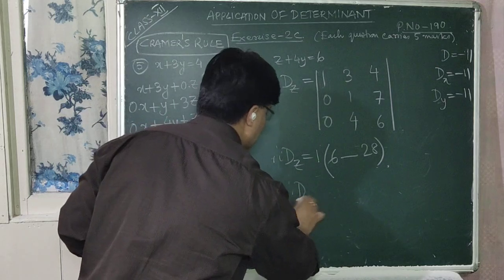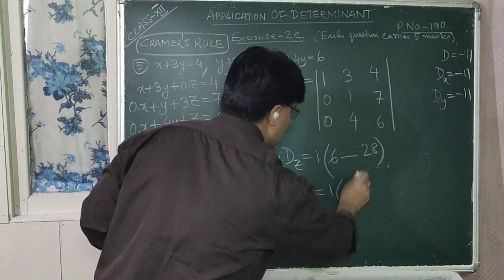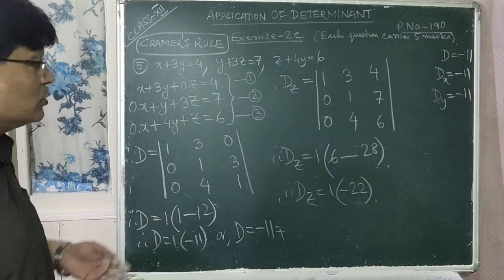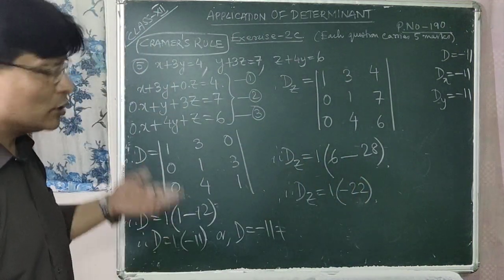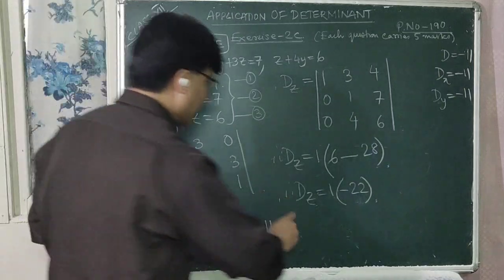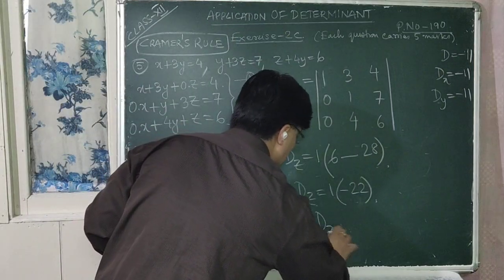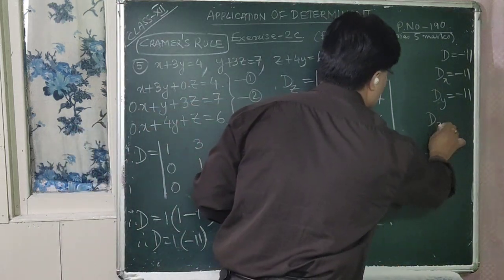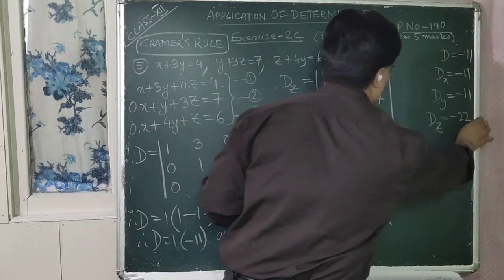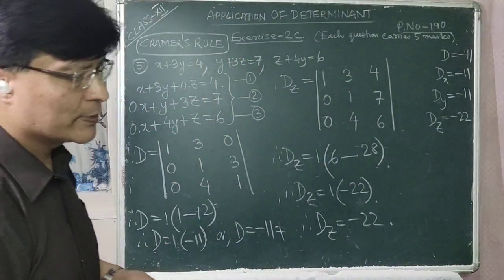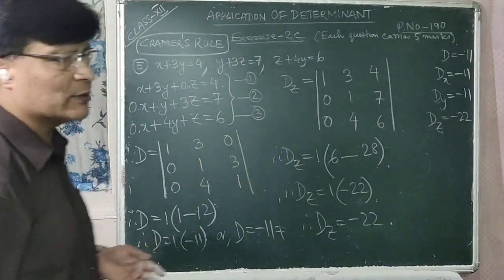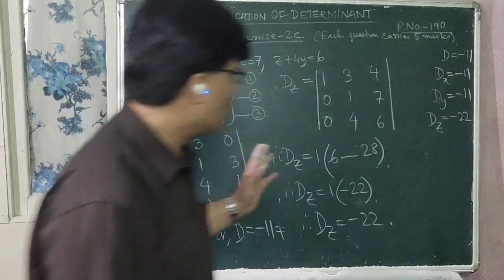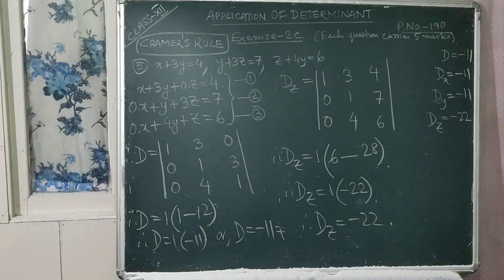So therefore what is dz now? 1 into this is minus 22. 8 minus 6 is 2 and 2 minus 0 is 2. You have to write down the sign of the greater number, that is minus. So what is dz equal to? It is minus 22. So we get dz is equal to minus 22. Right? So we have got all the values of the determinants d, dx, dy, dz. Right? So now can you find out the values of x, y and z?